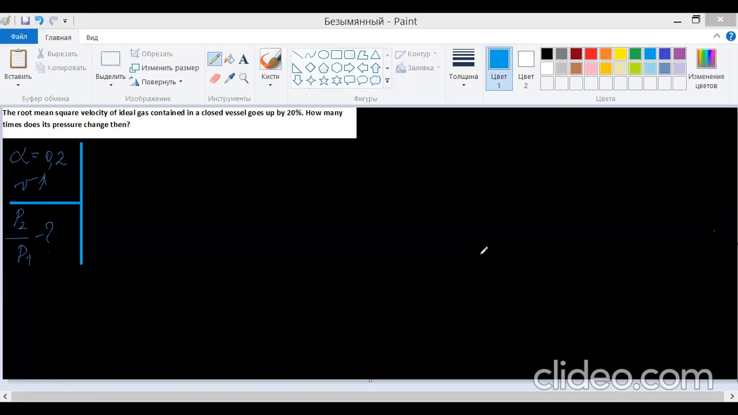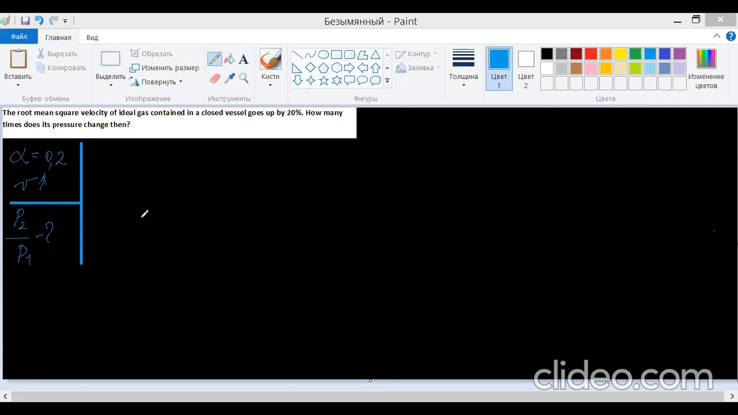So we are proceeding to the next assignment. It's taken from statistical thermodynamics, and I hope that you will find it interesting. Well, here it is. The root mean square velocity of ideal gas contained in a closed vessel goes up by 20%. How many times does its pressure change then?